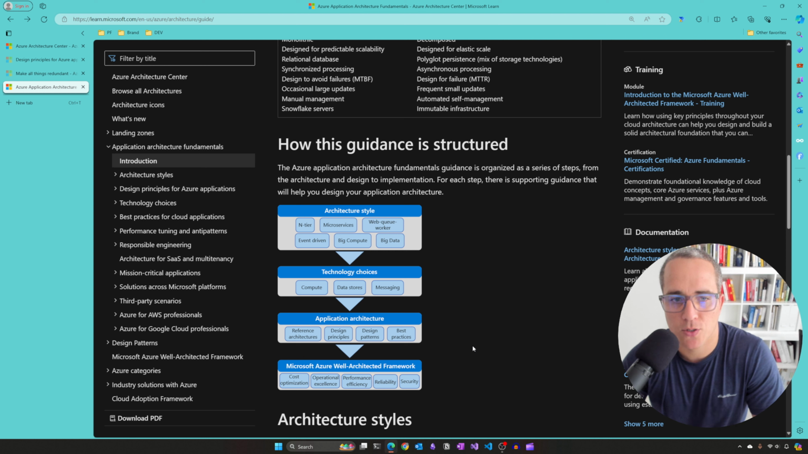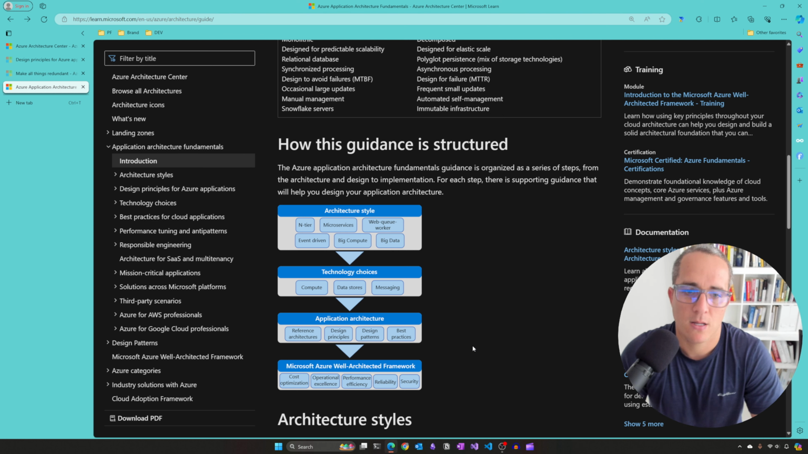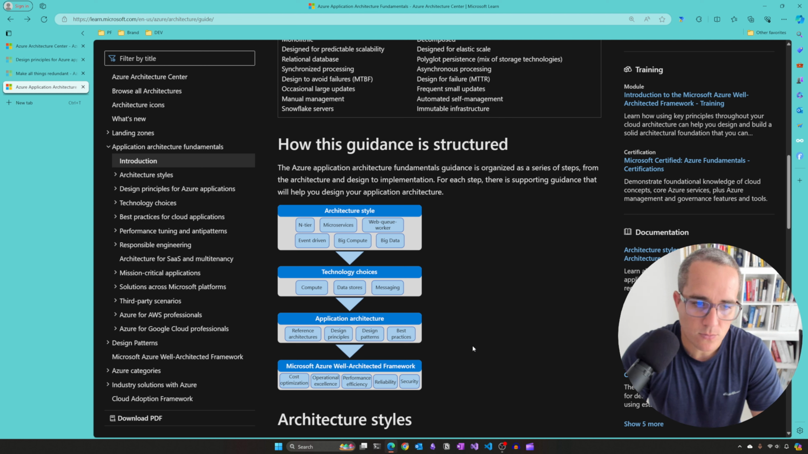You have architecture styles, which are different: n-tier, microservices, web queue workers, event-driven, big compute and big data. You have technology choices: compute, data storage, and messaging. You have application architectures, which are not the same as architecture styles. You have reference architecture, design principles, design patterns, and best practices.